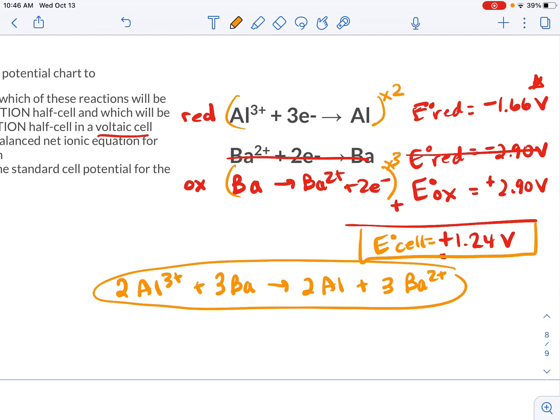If you ever get the negative, that means you reversed the wrong one if you're trying to do a voltaic cell. If it's not a voltaic cell, it's okay that it be a negative value. That would be how many volts of electrons you'd have to put in to make the reaction occur.